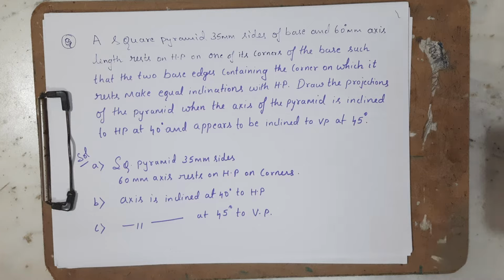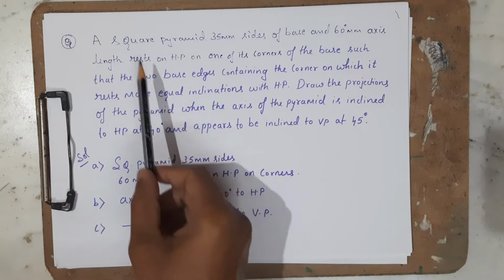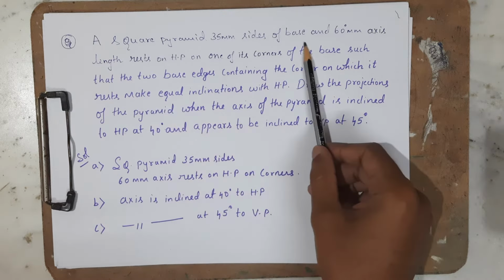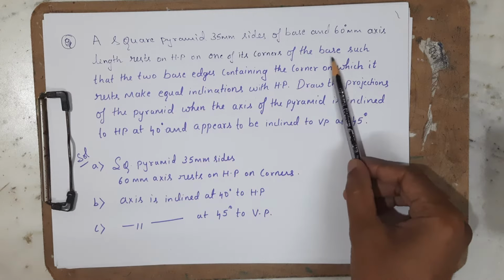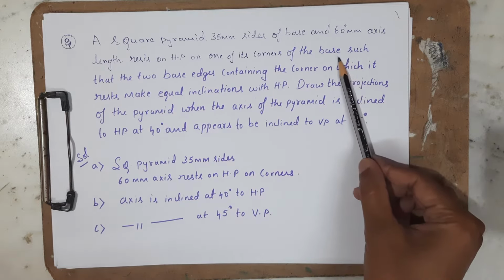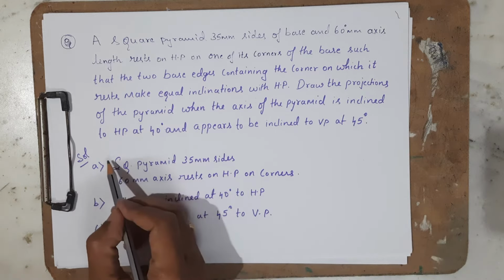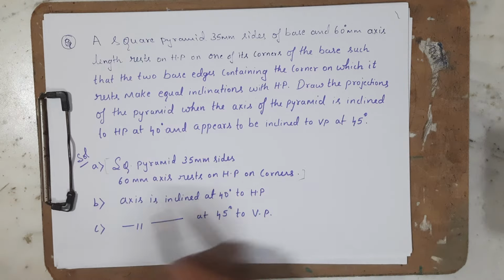In this video we are going to solve one of the problems on projections of solids. Let us see the problem. A square pyramid, 35 mm sides of base and 60 mm axis length, rests on one of its corners of the base. So this is data number 1, which is required for me to draw step number 1.